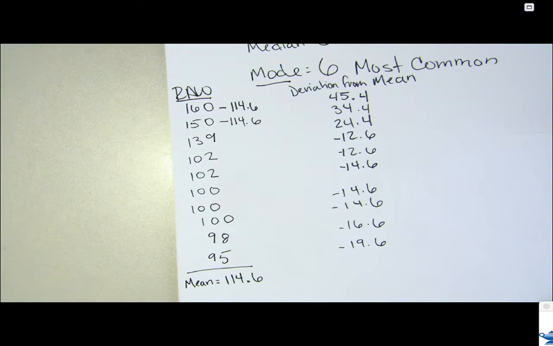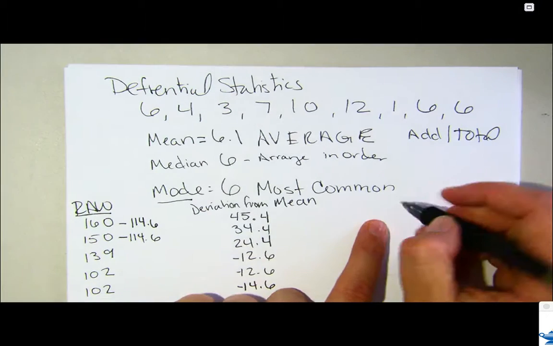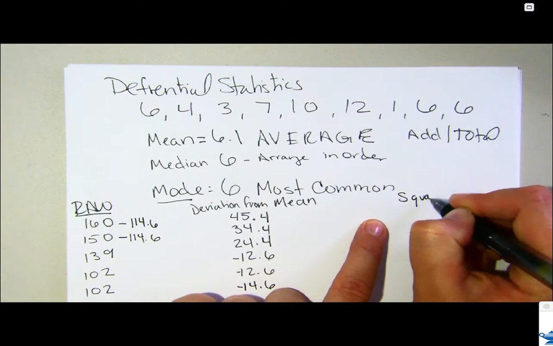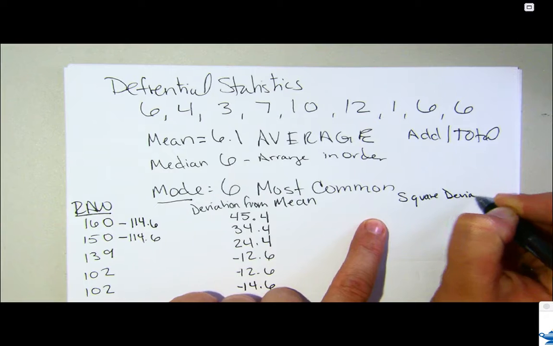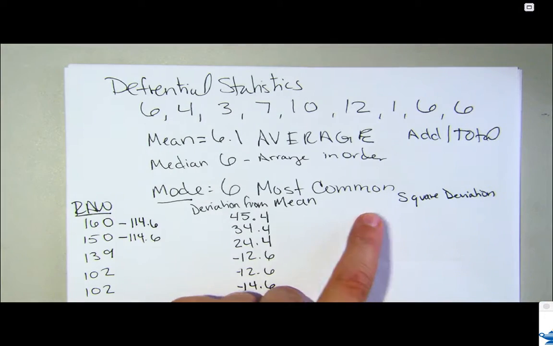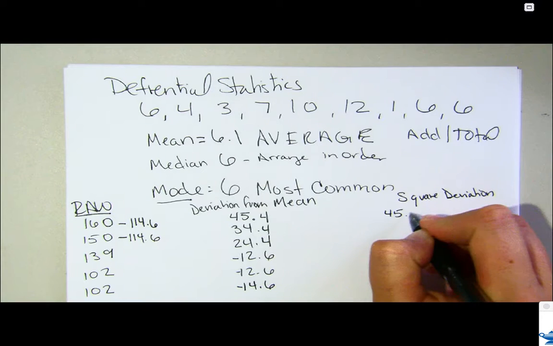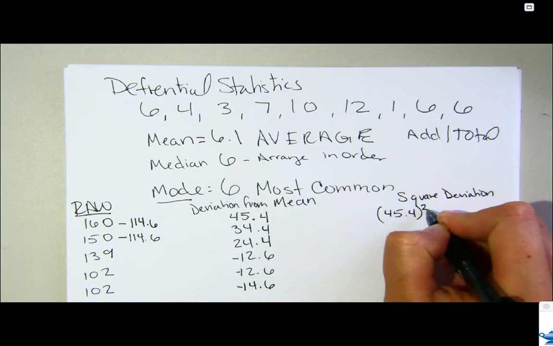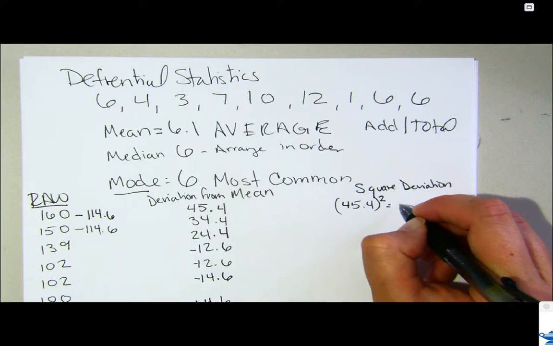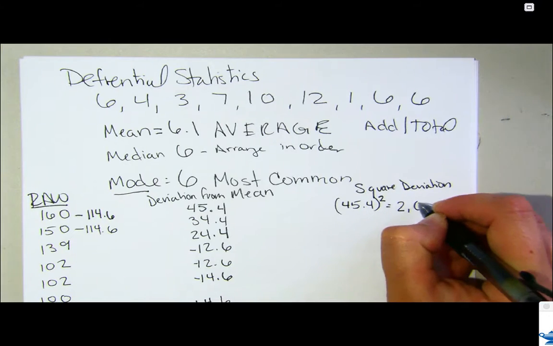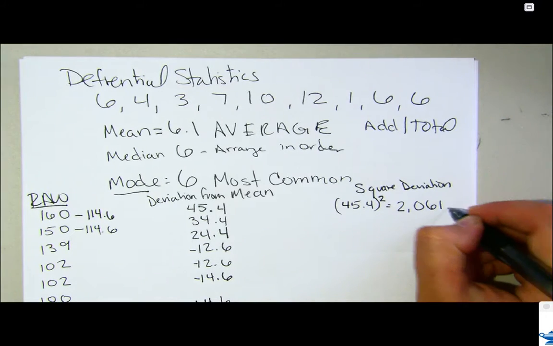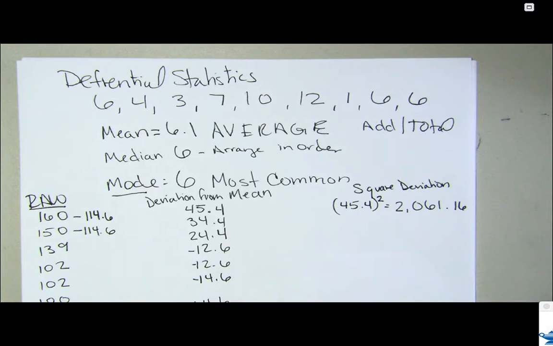Okay, so what we're now going to do is square the deviation. This is where you really need the calculator. So what you're going to do is take 45.4 and square it, which gives you a new number of 2,061.16. I know. Are we having fun yet? No. I didn't think so.